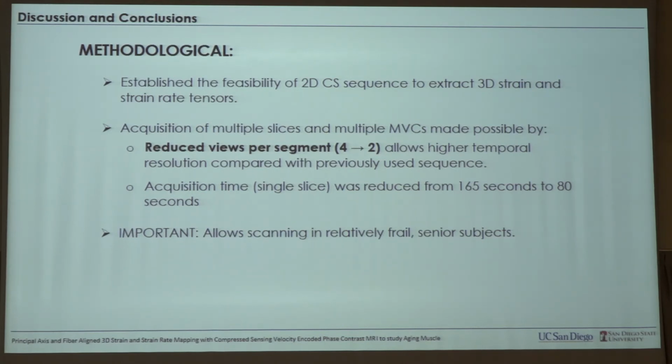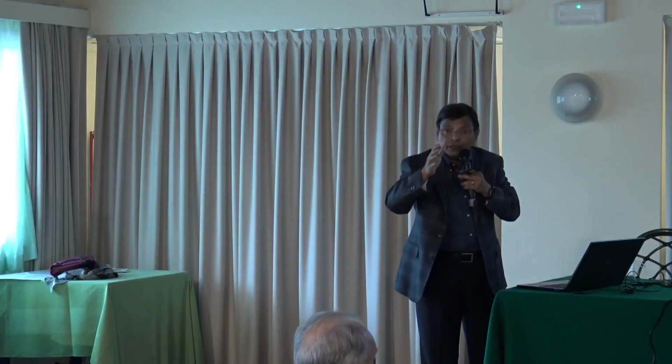All right, so in terms of conclusions and discussions, methodologically we were able to develop this sequence which allowed us to have the patient exert only as many as maybe 18 to 20 contractions in comparison to 70, so even old senior subjects can go up to 60% MVC.